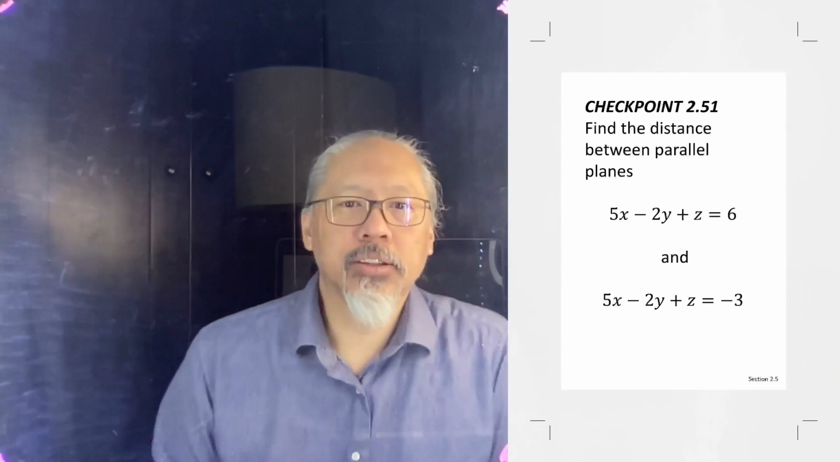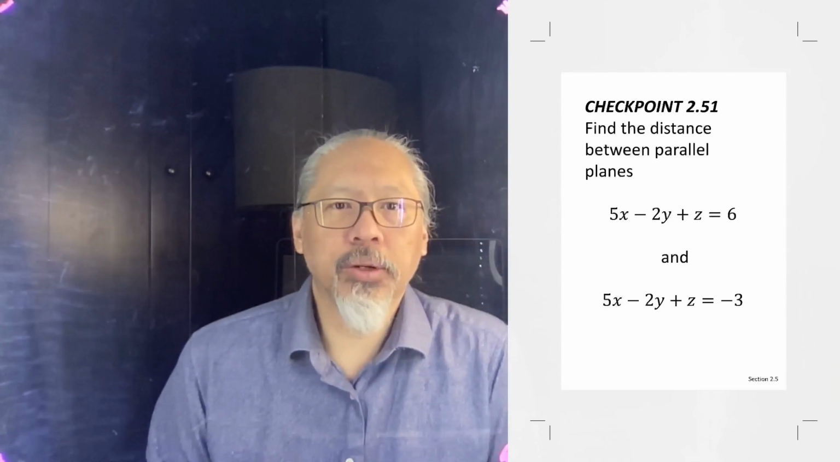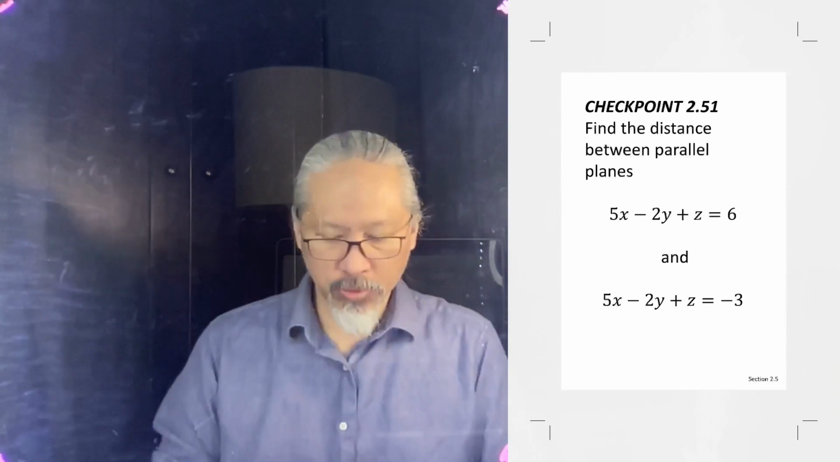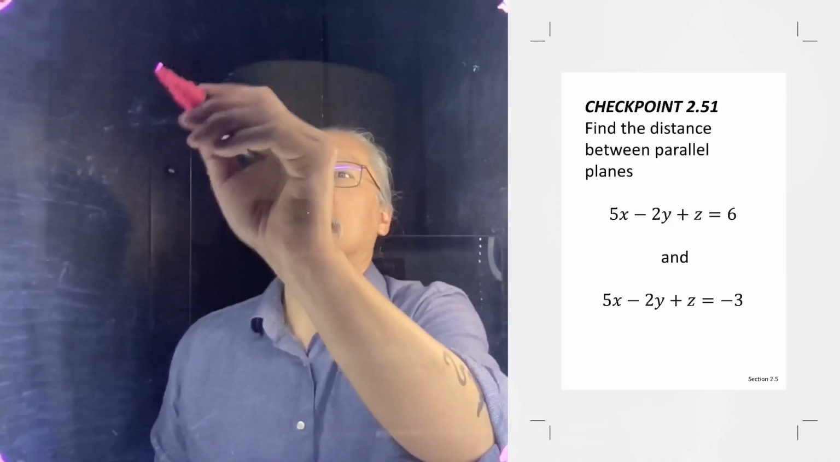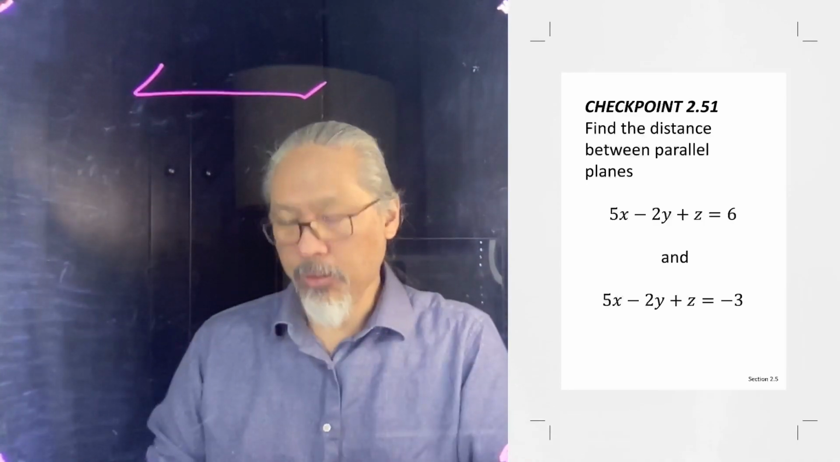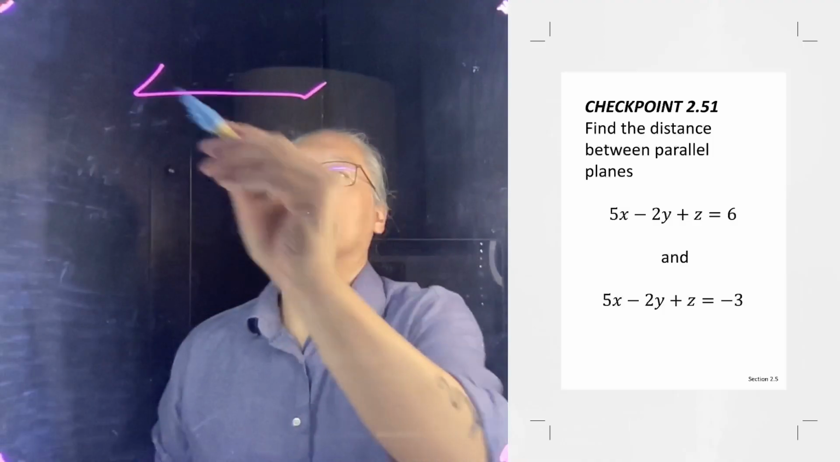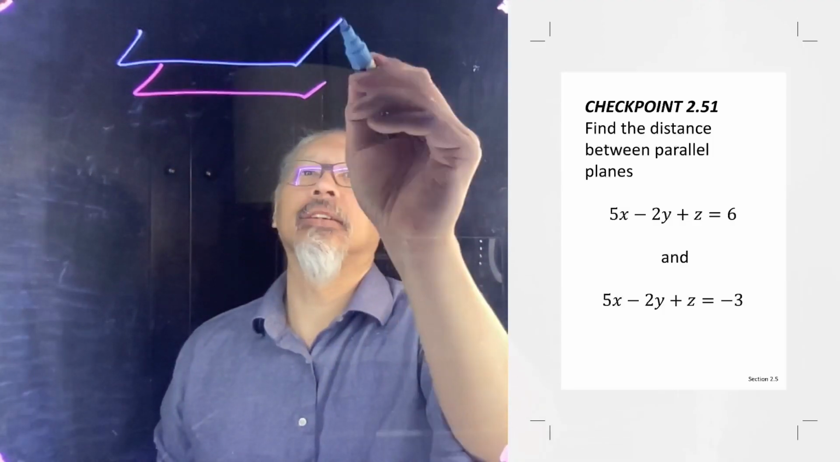Hey there, this is checkpoint 2.51. They want us to find the distance between two parallel planes. Let's draw a couple of parallel planes. Say they kind of look like this.